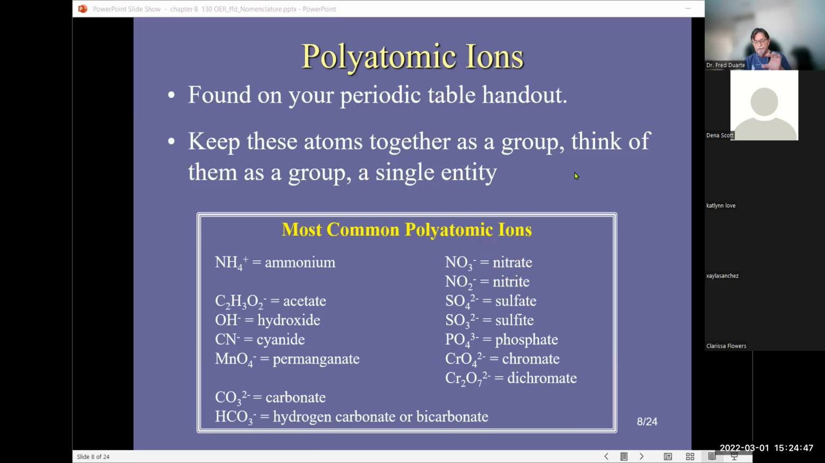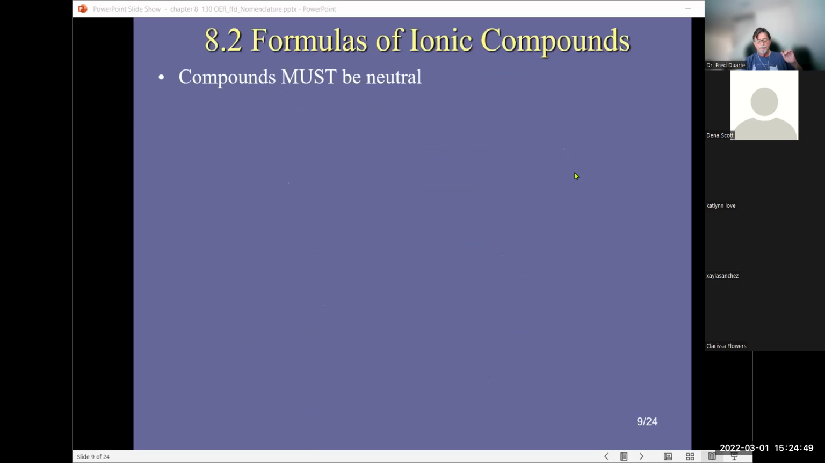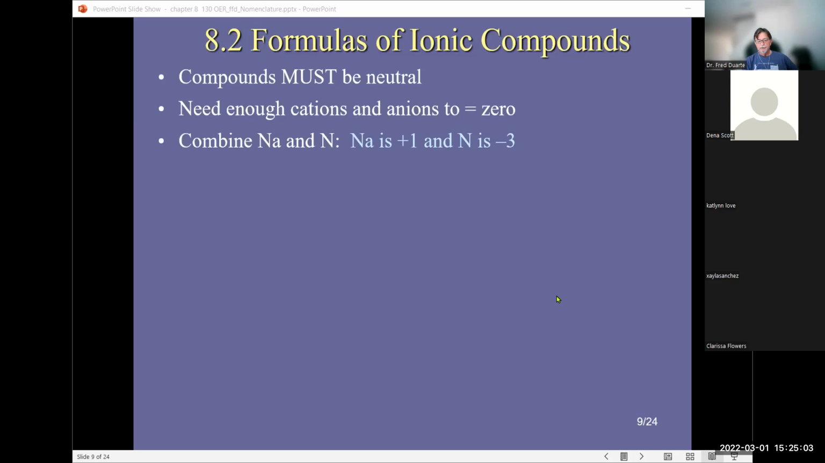They are a single entity and a unit. When we start writing formulas for compounds, we need to bring them together such that we have sufficient cations and anions so they cancel each other out, okay, to end up with 0. Now, let's say, for example, we're going to combine the elements sodium and nitrogen. So you may be given: make a formula for sodium and nitrogen.